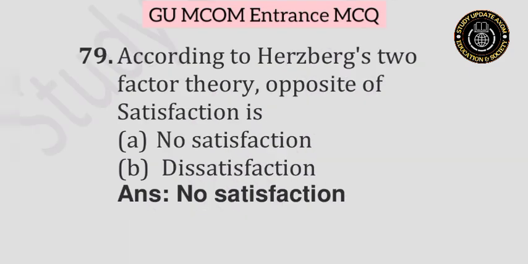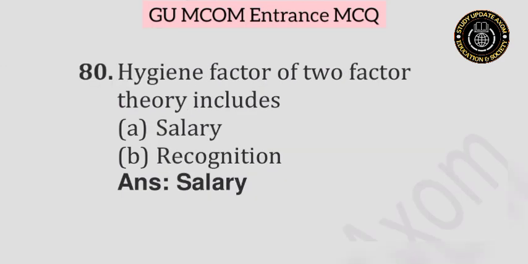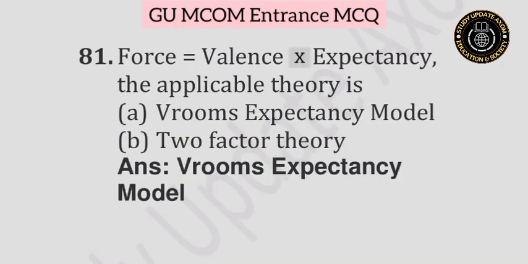Question number 79. According to Herzberg's two-factor theory, opposite of satisfaction is option A, no satisfaction, option B, dissatisfaction. Answer is no satisfaction. Question number 80. Hygiene factor of two-factor theory includes option A, salary, option B, recognition. Answer is salary. Question number 81. Force equal to valence into expectancy. The applicable theory is option A, Vroom's expectancy theory, option B, two-factor theory. Answer is Vroom's expectancy theory.